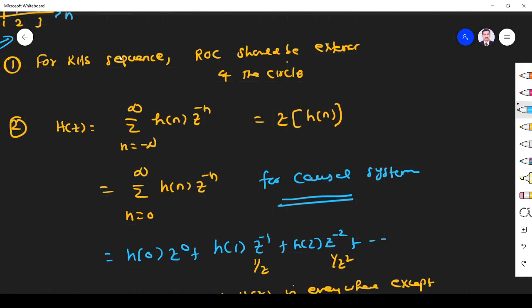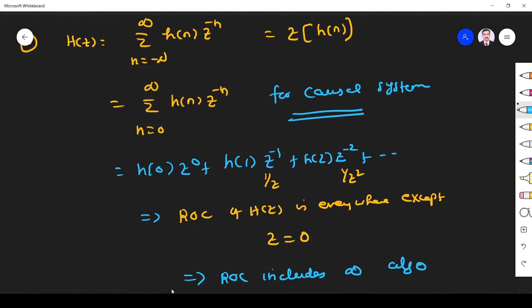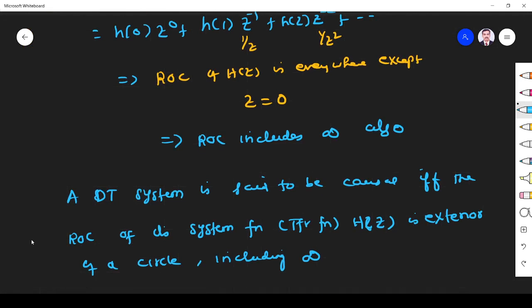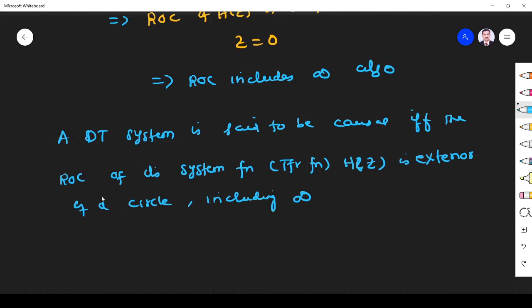The first condition states that ROC should be exterior of the circle. The second condition states that ROC should include infinity. So for a causal system, a discrete time system is said to be causal if and only if the ROC of a system function h of z includes infinity and is exterior of a circle.